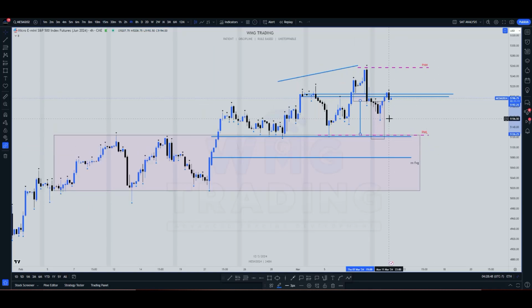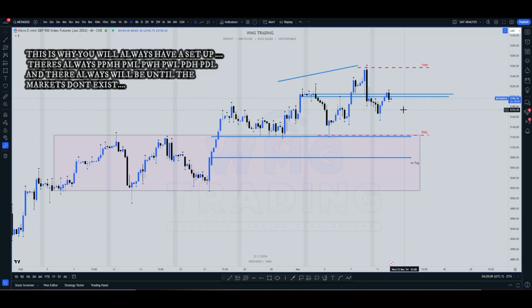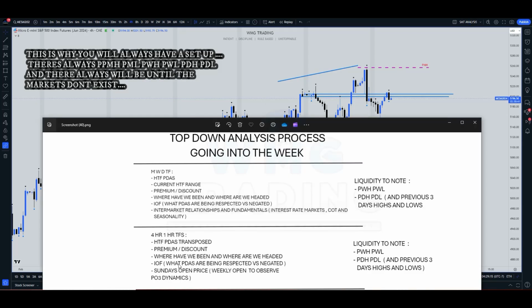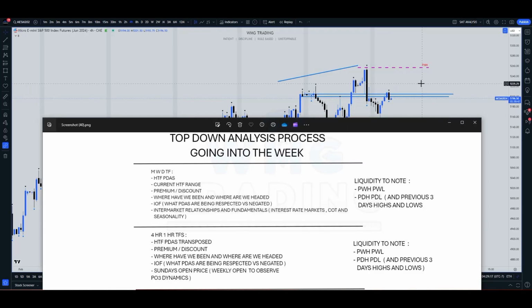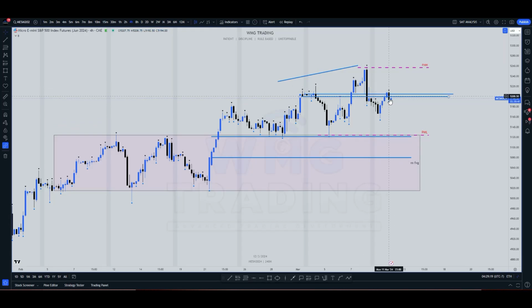So I hope that you can start to see how these little liquidity pools can help you navigate and start to anticipate specific liquidity pools that get attacked based on your top-down analysis and plotting of specific liquidity pools at any given moment, day or week, right? So yeah, basically, you want to do basically the same thing that we did. Where are your PD arrays? What's the range you're trading in?